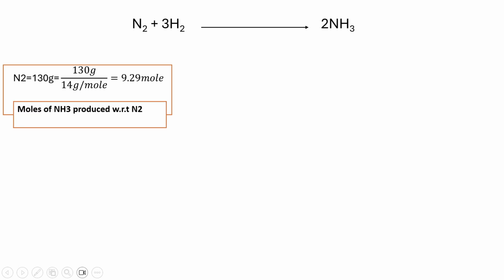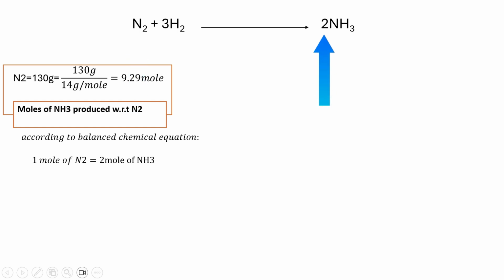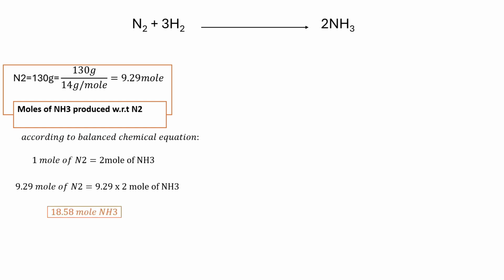So first we will calculate the moles of ammonia produced with respect to nitrogen. According to the balanced chemical equation, you can see 1 mole of nitrogen gives us 2 moles of ammonia. So we can write this expression like this: 1 mole of N2 gives 2 moles of NH3. This equal sign simply means gives. If 1 mole gives 2 moles of ammonia, then for 9.29 moles of nitrogen we multiply 2 with 9.29, and we would get 18.58 moles of ammonia.